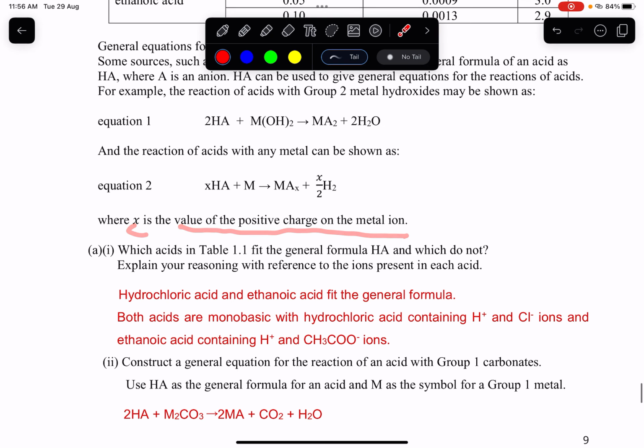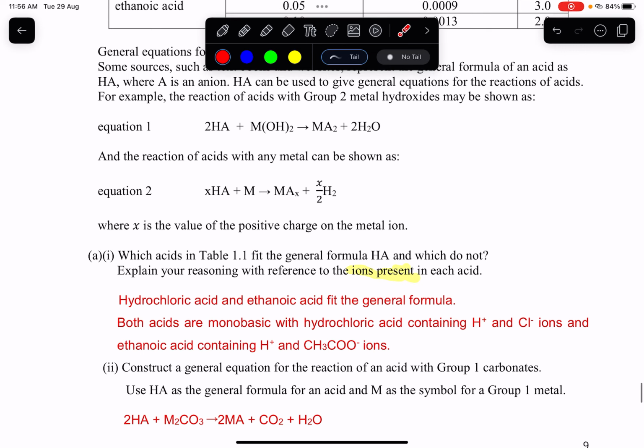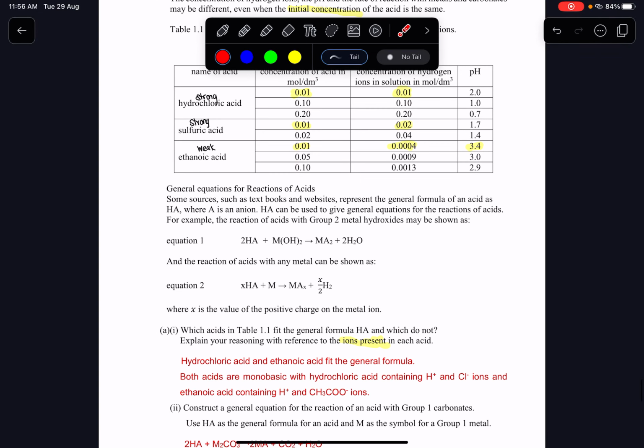Which acids in table 1.1 fit the general formula HA and which do not? Explain your reasoning with reference to the ions present. A lot of you didn't reference the ions present. You only referenced H+ and you forgot about the anion. In order to satisfy HA, H is H+, which means I need an A minus, so I need an anion with a -1 charge. So I cannot use sulfuric acid, because sulfate is an SO4 2- anion.